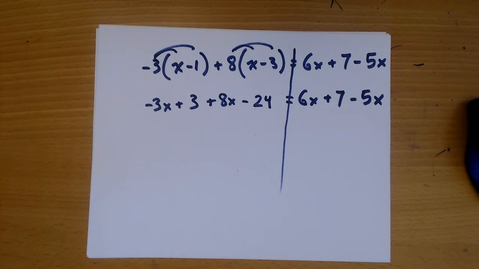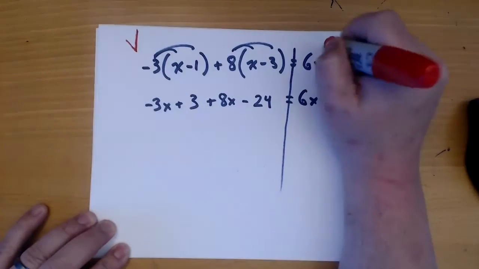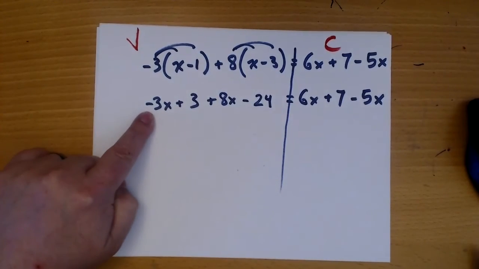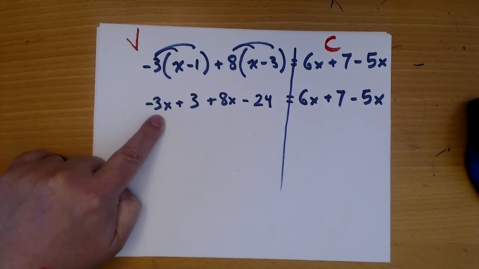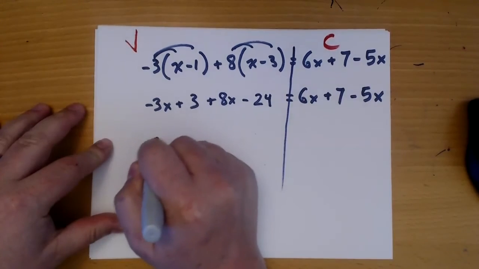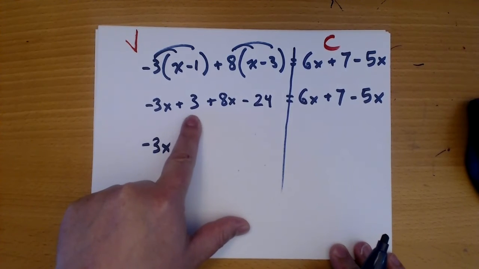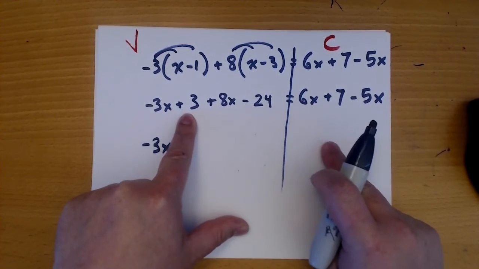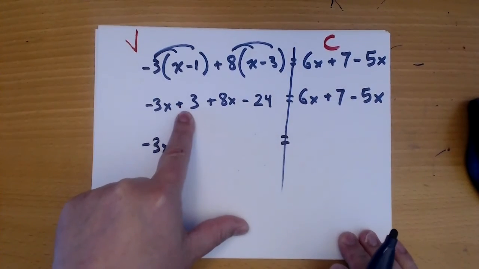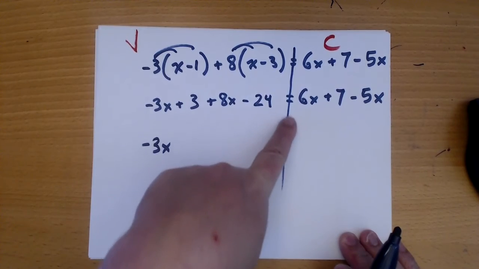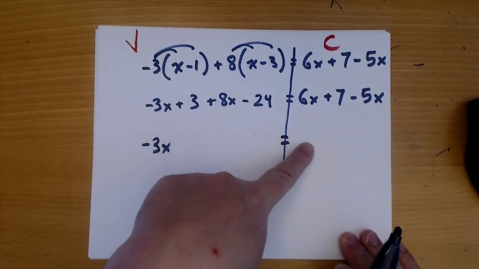Now we start moving things around. If my variables are supposed to be here and my constants over here, this one is in the right place because it's a variable. So we don't do anything to it, we just move it down. This 3 is not a variable. It's a constant. It has no letter. So it doesn't belong here. It belongs over here. So we pick it up and we move it. And when it crosses the line, it changes its sign.